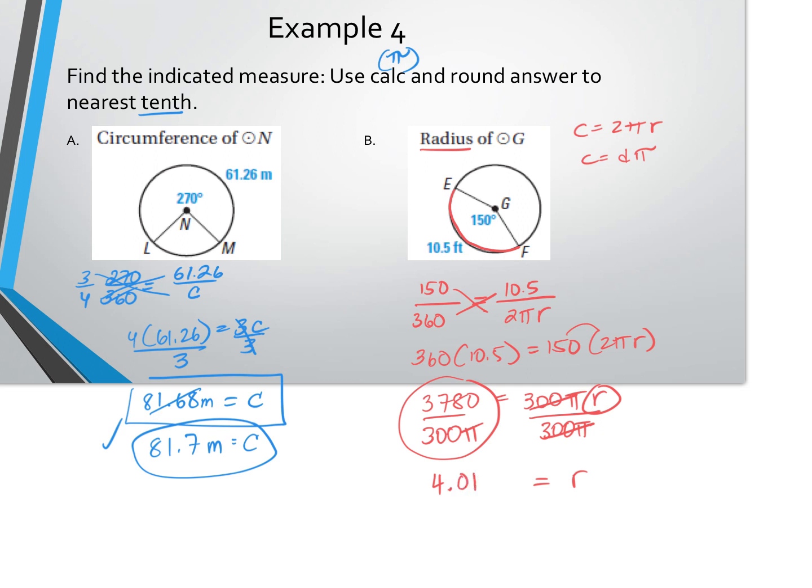4.01. We're talking about feet here. So I know my radius is about 4 feet. They want it to the nearest tenth, so it's going to be 4.0 feet, or just 4 feet. And so that's how you do it. So again, you got to make sure that you know how to use your calculator to get the right answers.